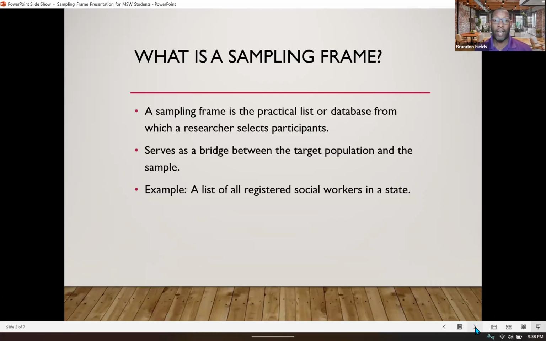And so an example of a sampling frame would be having a list with all of the registered social workers in your state. That is a practical list that you can get, and from that list, you can select people for a specific study.